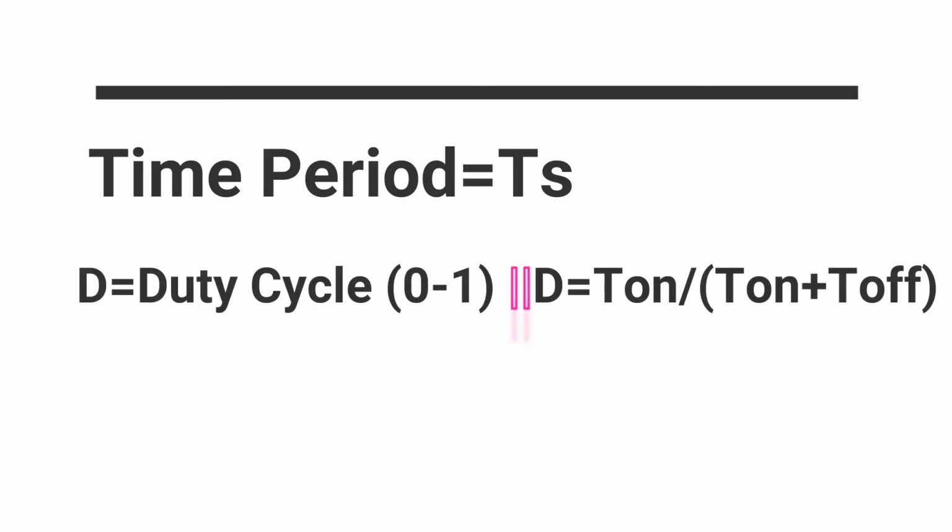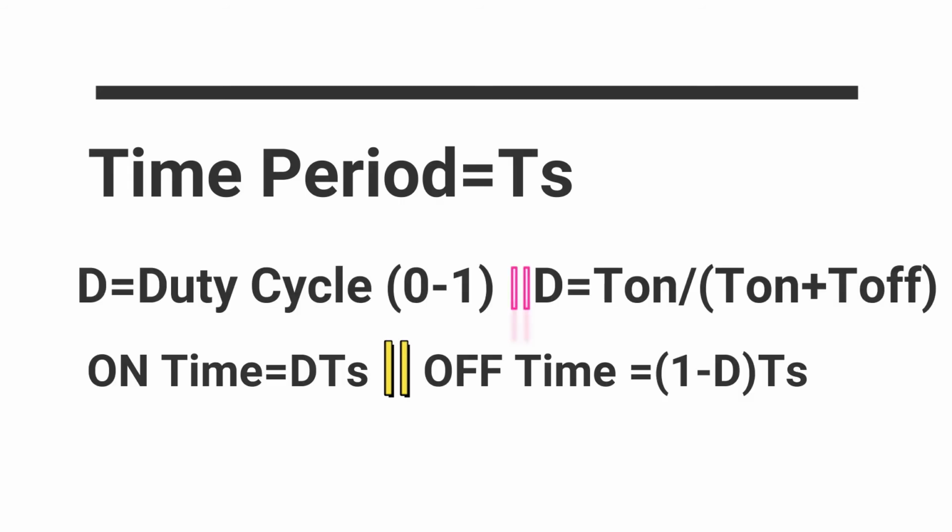Let's say we have a total time Ts and a factor D that varies between 0 and 1, named the duty cycle. With the help of our friend D, we find DTs as our on time, and we find (1 minus D)Ts is our off time.